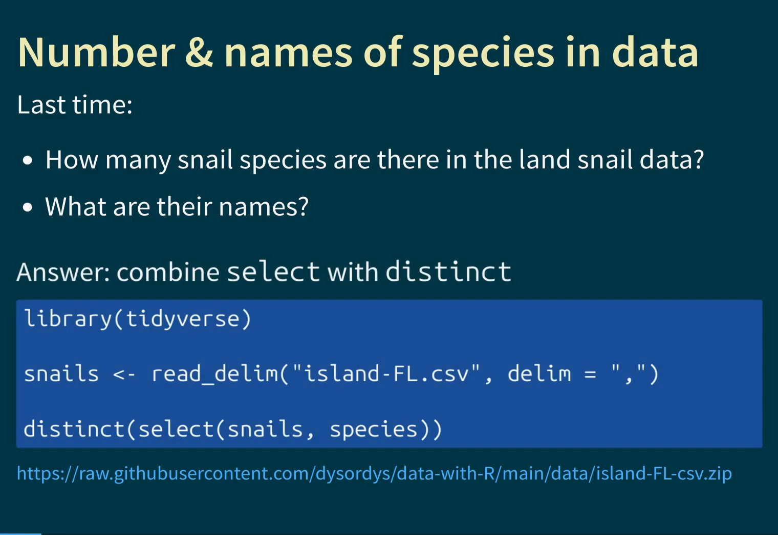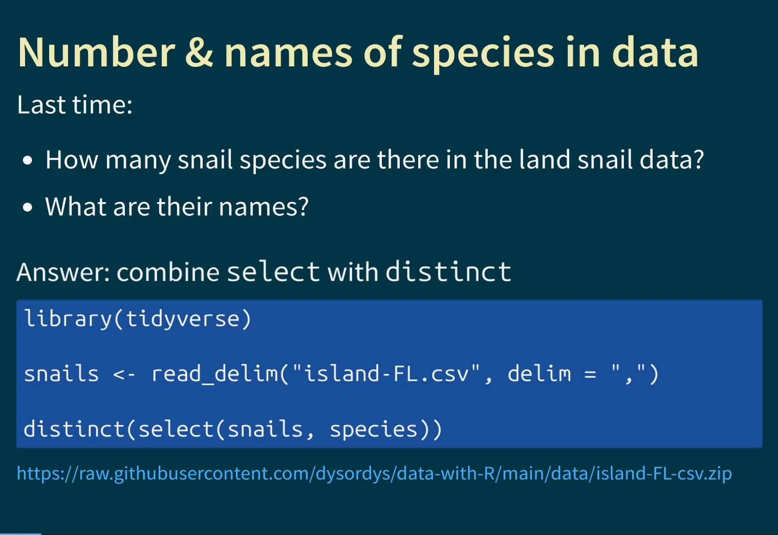So, the solution we gave combined the select function with the distinct function. Here is the review of that solution. So first of all, we load the tidyverse. Of course, we're going to be using that. Then we load the dataset using read_delim and assign it to the variable snails. So far, so good. And the actual solution is in the final line.